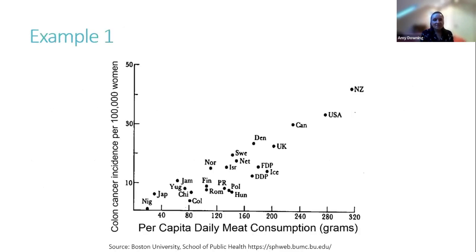An example of an ecological study is given here. We have per capita daily meat consumption in a variety of different countries, and along the y-axis we have colon cancer incidence. And you can see that here you get a really nice, striking, straight line correlation, whereby the higher the daily meat consumption, the higher the rate of colon cancer incidence.